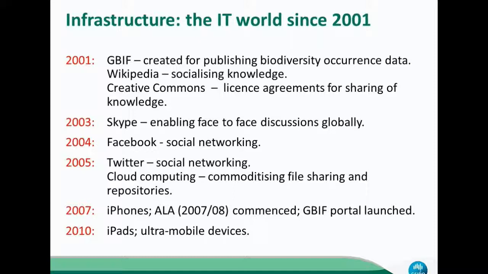So you can see in 2001 GBIF was established. GBIF is the Global Biodiversity Information Facility, and this is really the global repository and aggregator for biodiversity data from primarily museum collections, although its remit is now much broader than that. We also have the establishment of Wikipedia, which is now very commonly used by most people, and most folks know about it. Creative Commons licensing was established.